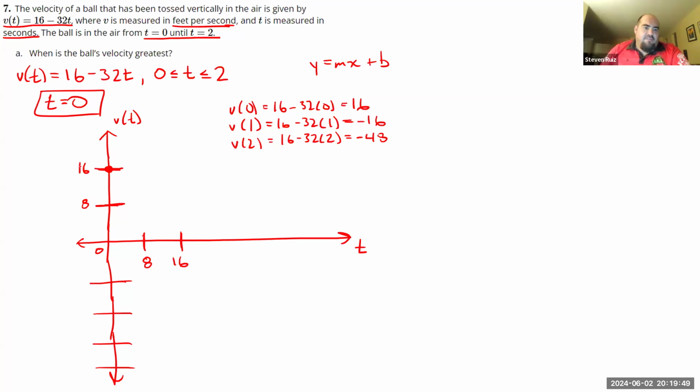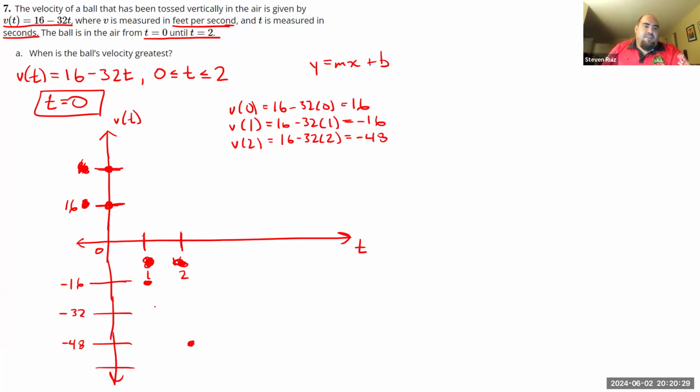And actually, I'm going to change my mind on some of these scales here. Let's say that each of these hash marks is 16. So negative 16, negative 32, negative 48. And let's change our scale on the time axis to units: 1 second, 2 seconds. So at time equals 0, we have a velocity of 16 feet per second. At time equals 1, we have a velocity of negative 16 feet per second. And at time equals 2, we have a velocity of negative 48 feet per second. So I have 3 points here.